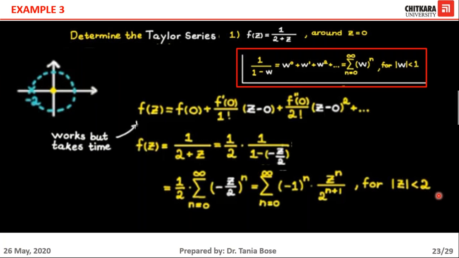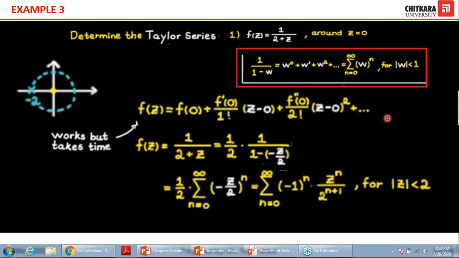Right? So you can very easily see that in 2 steps, I could determine the Taylor series expansion. Otherwise, if I had to go by the derivative method, I had to calculate the first derivative, second derivative, then I had to put down 0 in it. So it would take a couple of steps. So in just 2 steps, I could calculate the Taylor series expansion, right? And I also got my circle of convergence directly. Clear? Any doubts in this question?